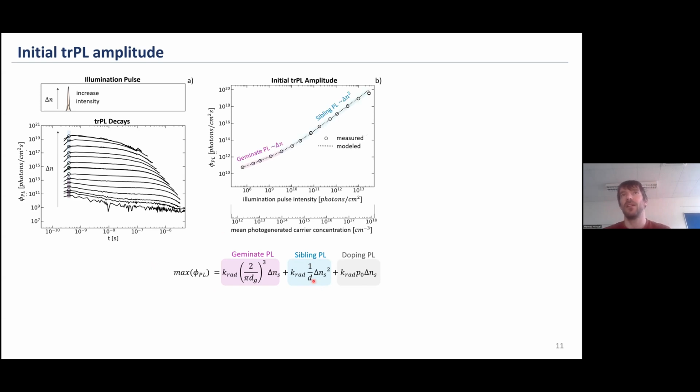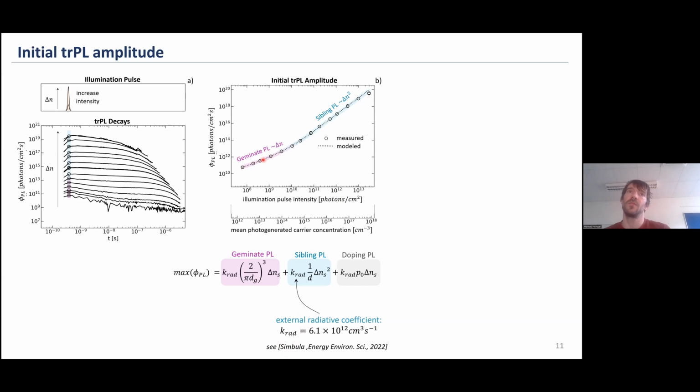And so what we have here is that you can distinguish these PL types from their dependence on the carrier concentration. If you are quadratic, you have this sibling PL. And from this, if you have calibrated your setup to the absolute photon numbers, you directly get out the external radiative coefficient, which was done in a similar way by Singular before. However, what they didn't do is they just measured up here in this range. They didn't look into the linear regime.